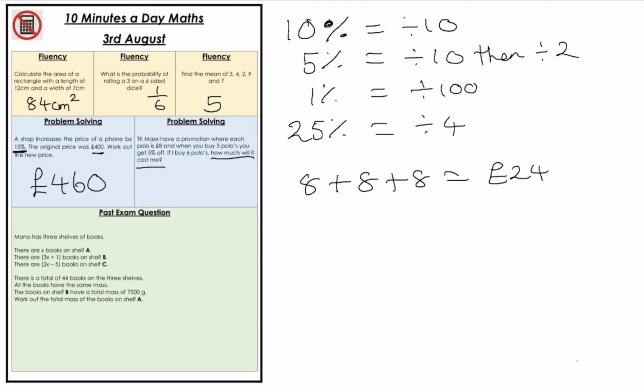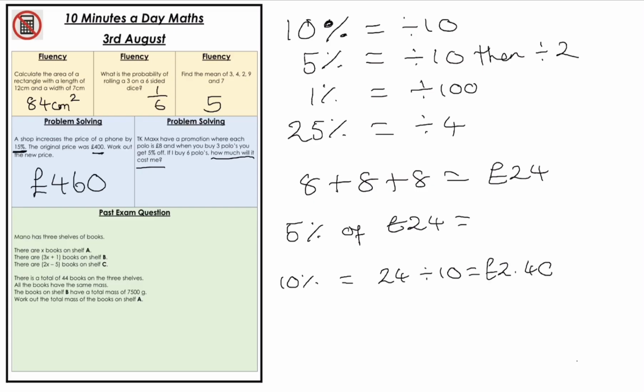So I'm going to now start by just finding 5% of £24. Now, if you remember, 10% is me doing 24 divided by 10, which is 2.4. Now, remember, in pounds, that means it's £2 and 40 pence. Now, we're going to divide this by 2 to find our 5%. Now, half of £2 is £1. Half of 40p is 20p.